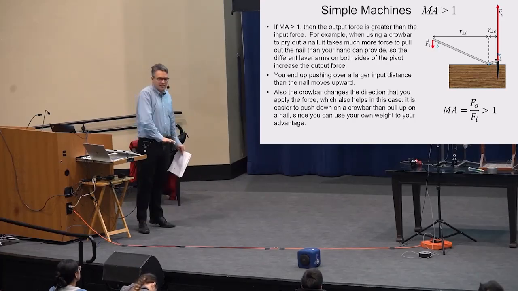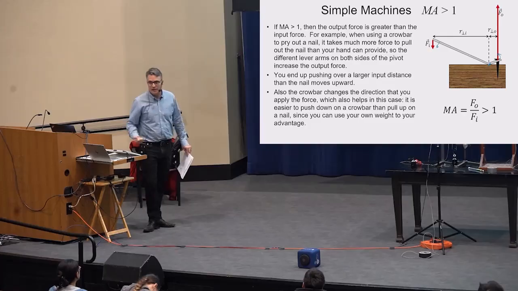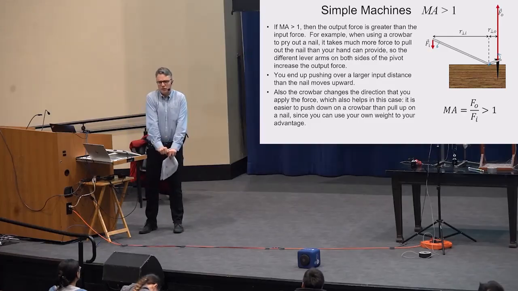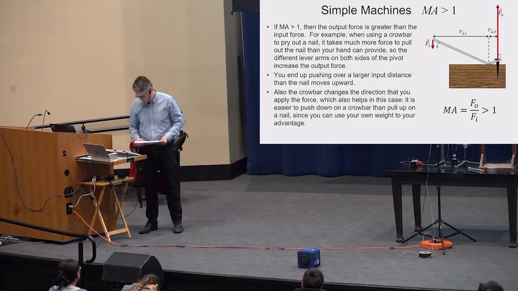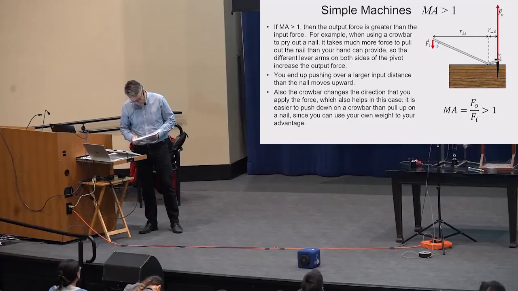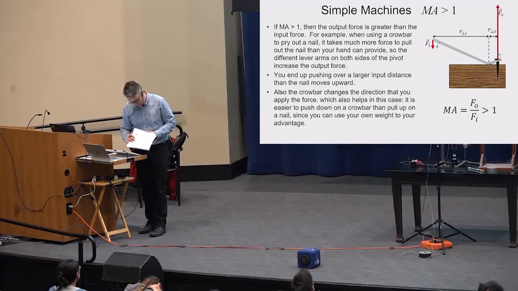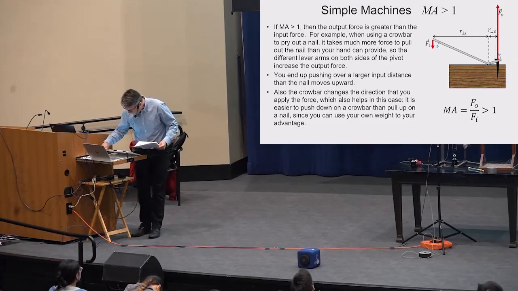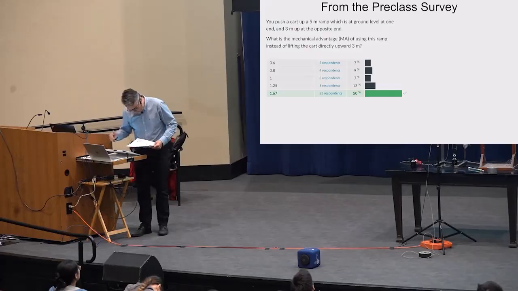But also, I think it's easier to push something down than it is to pull something up because you can use your own weight to help you do it. So it's another advantage here. But the mechanical advantage is greater than 1. So that's one example. We'll talk more about that in a minute.